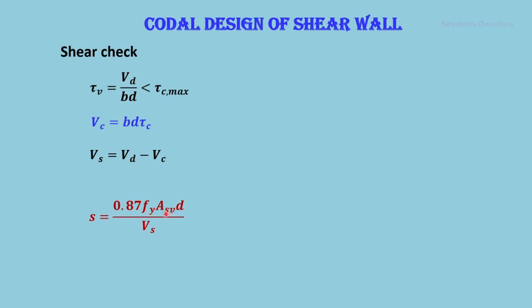ASV is the area of all the vertical legs of the stirrup. Generally it will be 2 leg because the shear wall thickness is not very large. Shear wall thickness may vary from say about 150 to 300. So 2 leg will be only possible in the stirrup. So ASV is the area of those legs of the stirrup. You have to consider a diameter of the stirrup and then find out ASV, and other parameters are known. So putting this value of VS here, you can find the spacing of the stirrups. These are horizontal stirrups.